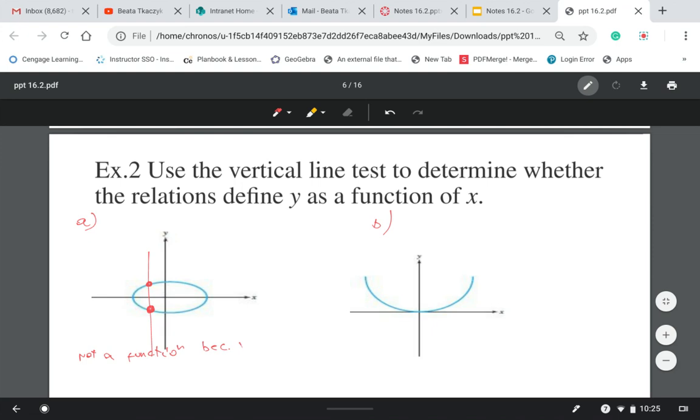Not a function, because the vertical line intersects the graph in more than one point. So we didn't pass.